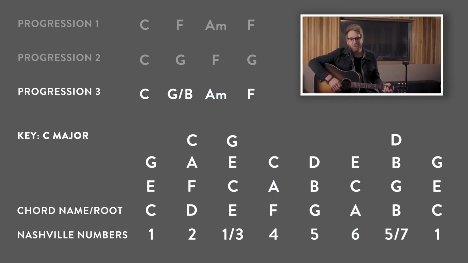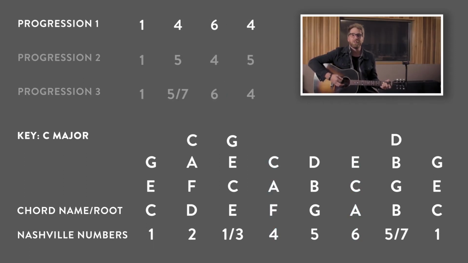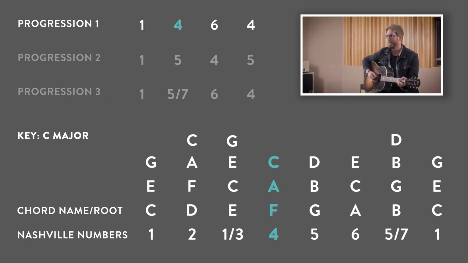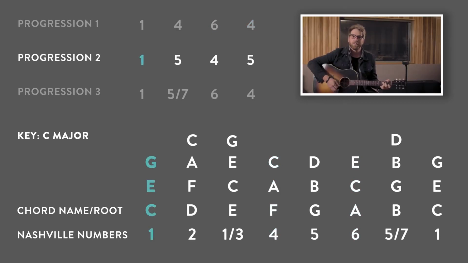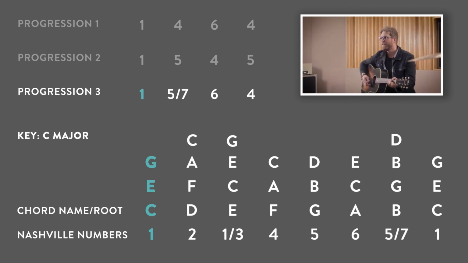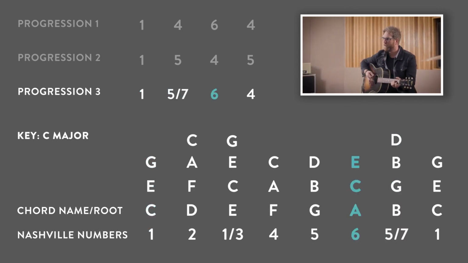Now let's look at the same progressions in just number forms. The first progression is 1, 4, 6 minor, 4. The second is 1, 5, 4, 5. And the third progression is 1, 5 over 7, 6 minor, 4.